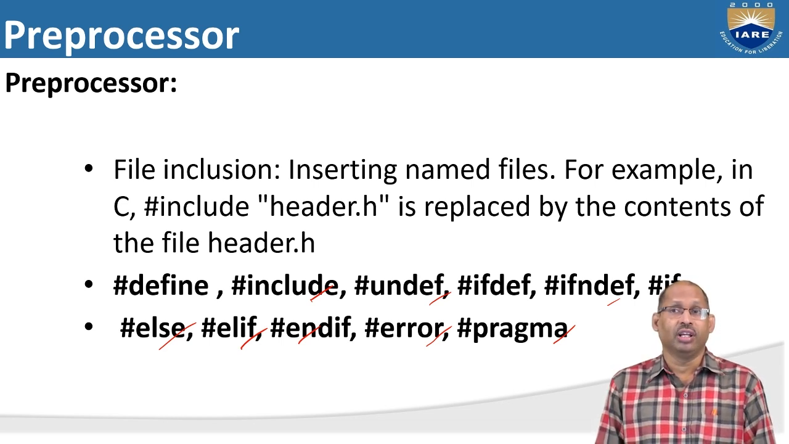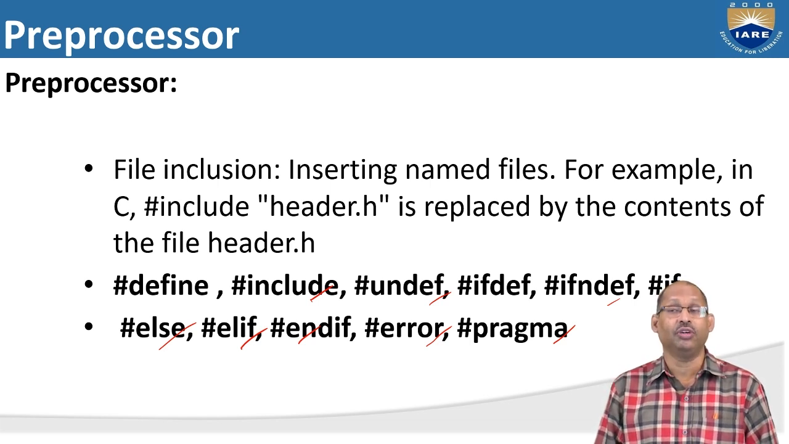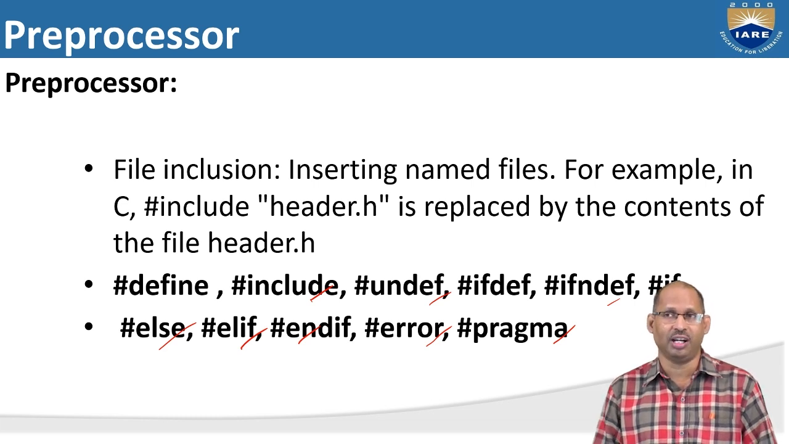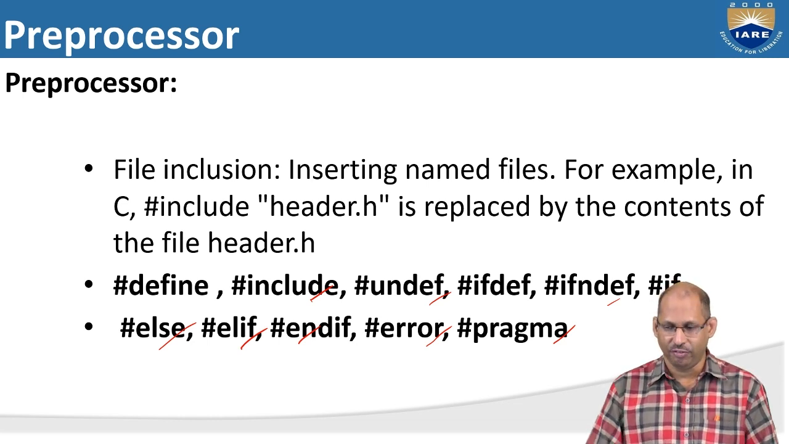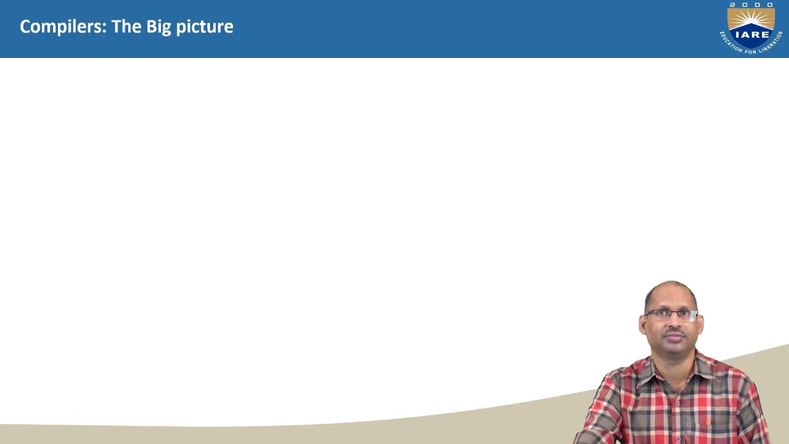With #undef, if a label is already defined, we are now removing its definition. If the label is defined, do some task; if not defined, do some other task. So with #ifdef, we specify some statements if it is already defined. With #ifndef, if it is not defined, we now define it and do some task. Right? So these are some examples of preprocessor commands.